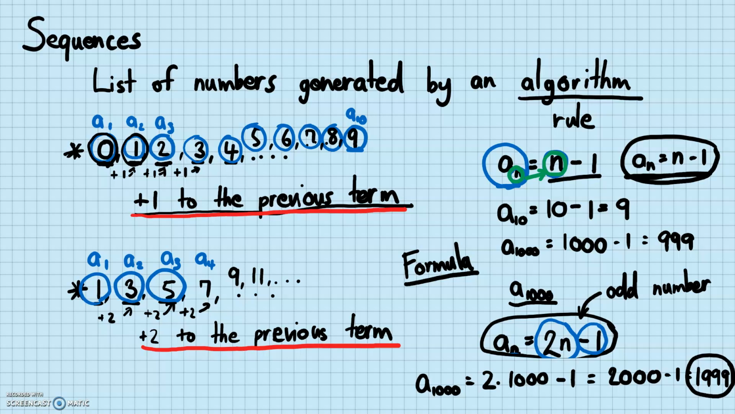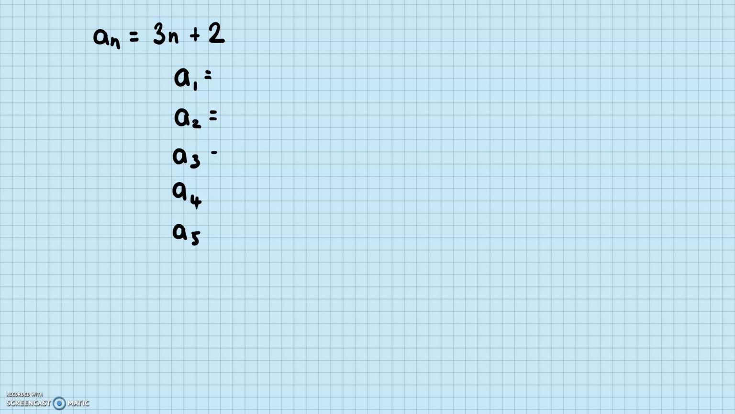So now let's look at a few examples to see how much we understand about sequences. So I'm going to write an algorithm. Let's say we have the algorithm a sub n equals 3n plus 2. What would be the first 5 terms of the sequence? To get the first 5 terms, basically that means what is a sub 1, a sub 2, a sub 3, a sub 4, and a sub 5. And we can just use that algorithm to find the first 5 terms.